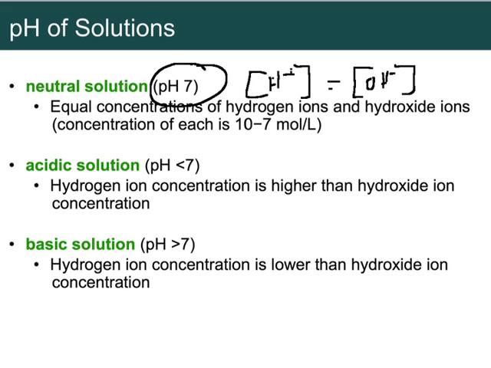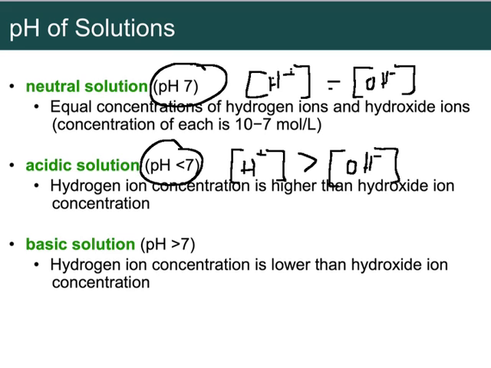If it's an acid, remember we said an acid is a thing that makes a lot of H pluses. So that means there are a lot more H pluses than there are OH minuses, or hydroxide ions. And that means the pH is less than 7. Anything less than 7. 6.9 is less than 7. So it's still an acid, but it's a very, very, very weak acid.